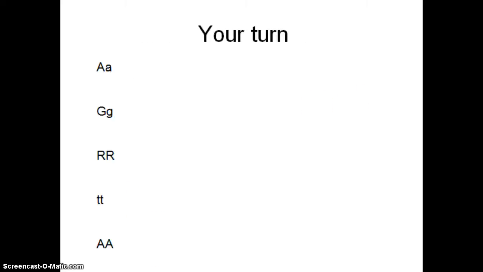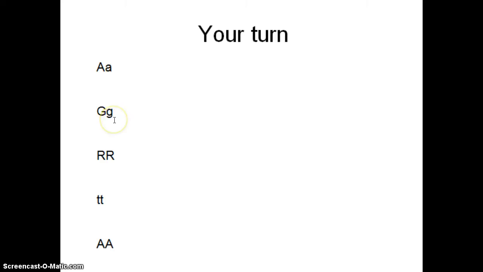So how would you describe these different samples? You can pause the program right now and write next to the letters what you would actually call this. Not necessarily the phenotype, but how would you describe this? And I'll do the first one for you, and then you can do the rest. So capital A, lowercase a, would be heterozygous. Now pause the program and figure out what you would call the rest of these.